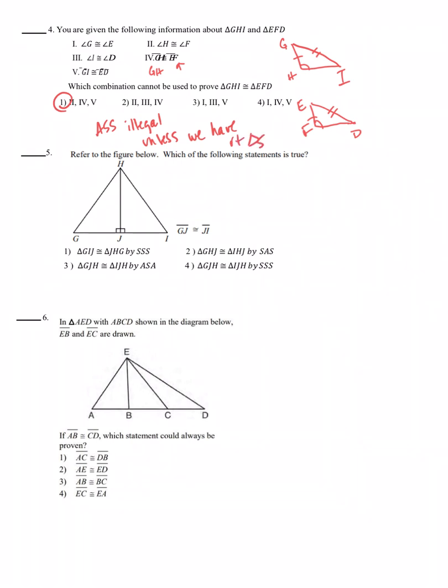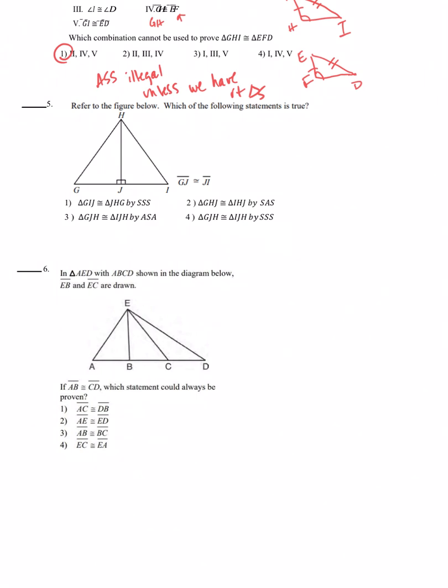Okay, in question 5, refer to the figure below. Which of the statements is true? So let me scroll through this. All right, so we have right triangles. Hypotenuse leg is not a choice. We have that these sides are congruent. We know reflexive automatically. So therefore, this is side, angle, side. Hypotenuse leg was not a choice, and they didn't give us information about the hypotenuses.